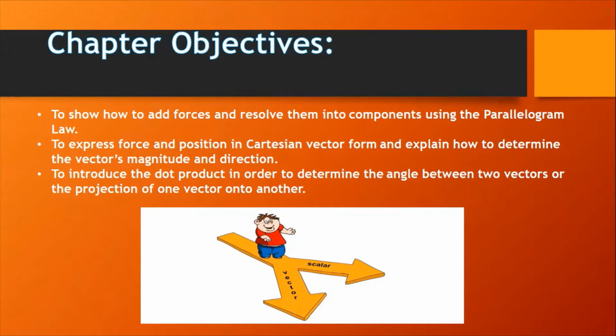To show how to add forces and resolve them into components using the parallelogram law. So we will learn how to add forces and how to resolve them into their components using the parallelogram law. Then to express force and position in Cartesian vector form, and explain how to determine the vector's magnitude and direction also. The third point will be to introduce the dot product in order to determine the angle between two vectors or the projection of one vector onto another.